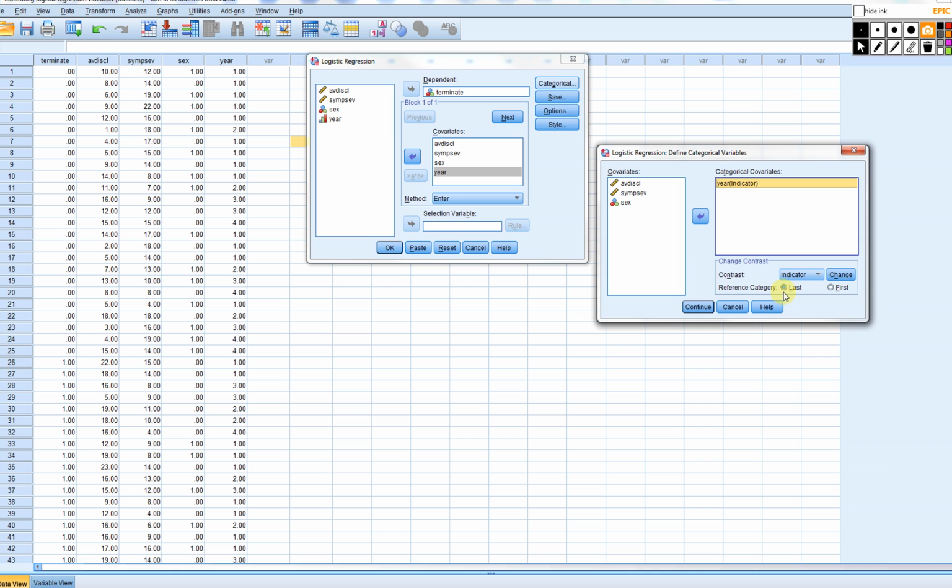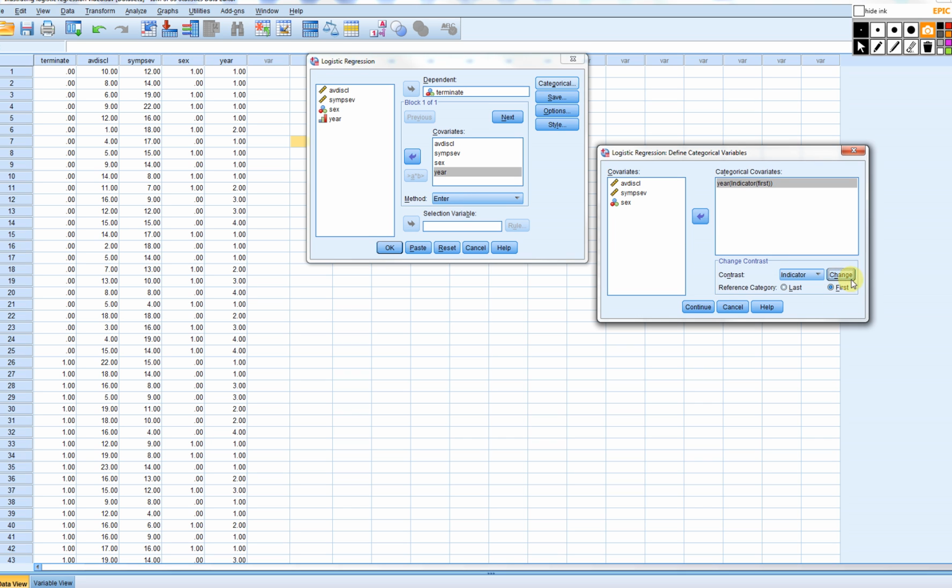So I can assign the reference category or the baseline category to be the last group. If that's the case, then SPSS will treat the seniors, which are coded 4, as the baseline or reference category. Or I could click on first, and the freshmen will be treated as the reference category. And I'm just going to leave it with the freshmen as the baseline or the reference category. So I've clicked on that, and then I have to click on change. If I don't, the option is not going to hold.